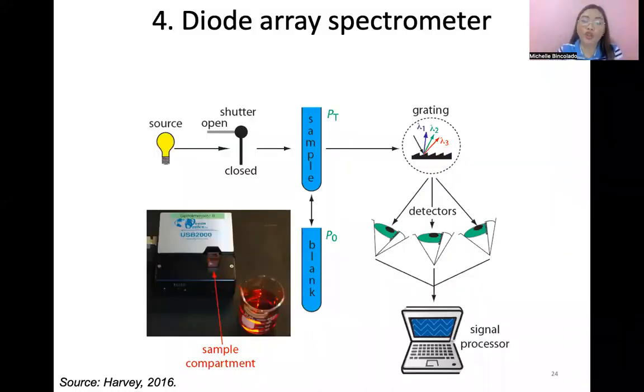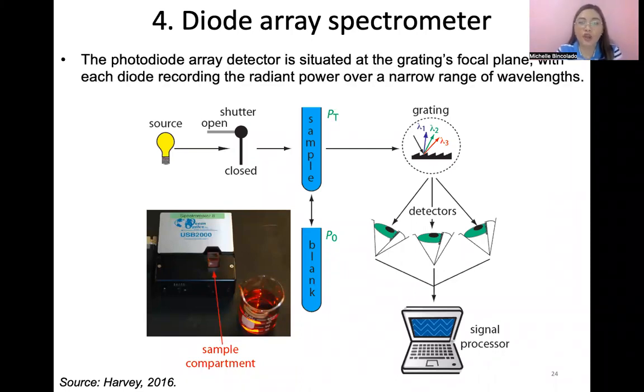The fourth one under UV-Vis instruments guys is the diode array spectrometer. Yung detector guys dito, which is called the photodiode array detector, is situated at the grating's focal plane with each diode recording the radiant power over a narrow range of wavelengths. So ayan, you can see guys here na multiple yung detector sa diode array spectrometer.